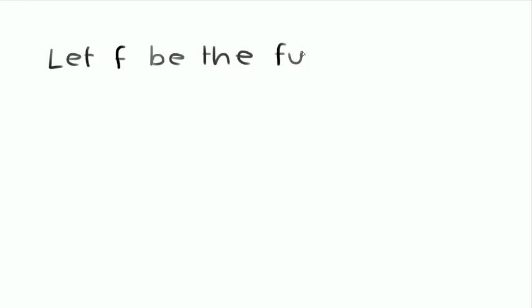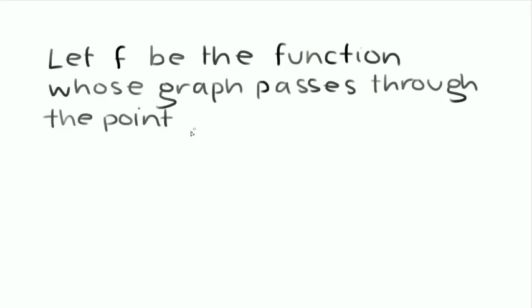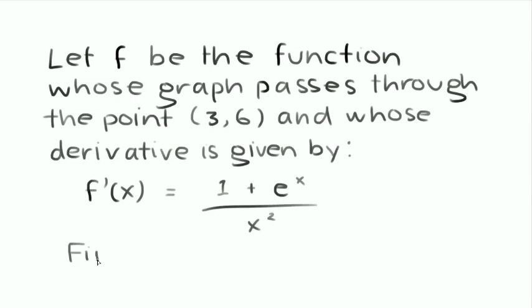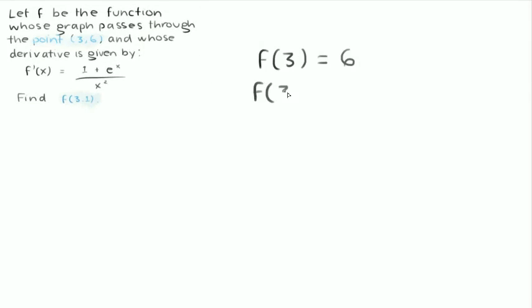Now let's look at another problem. Let f be the function whose graph passes through the point (3, 6), and whose derivative is given by f prime of x equals (1 plus e to the x) divided by x squared. Find f of 3.1. So from this we know that f of 3 equals 6, and what we need to find is f of 3.1.